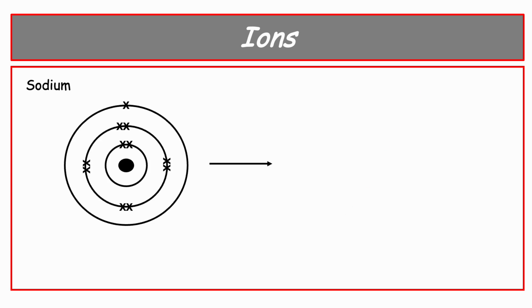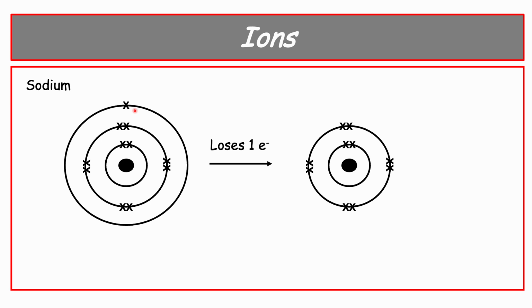So if sodium loses 1 electron, it is essentially losing the entirety of this outer shell. So we're going to draw the ion, but this time we're just going to include the first two shells because that third shell has been lost. So this is now the structure of my ion. That outer shell is now full with 8 electrons, so it is stable.